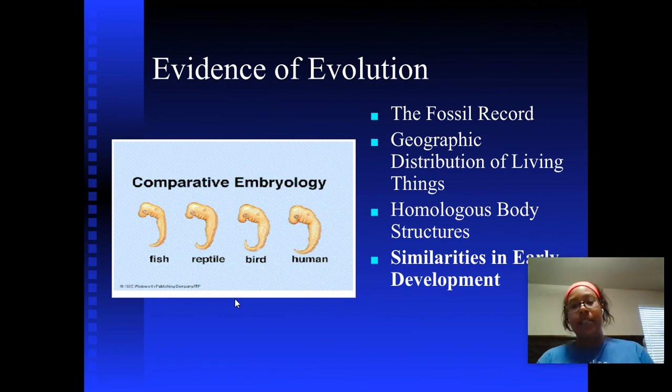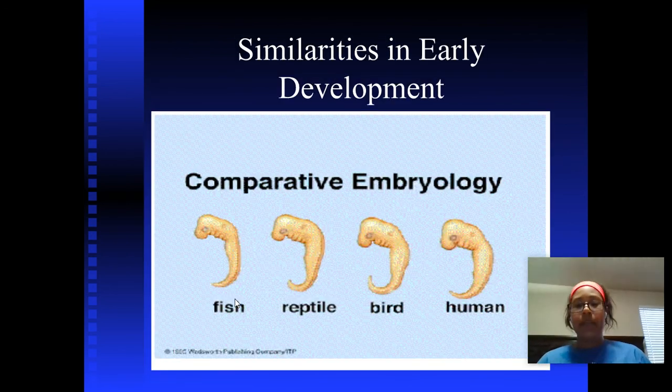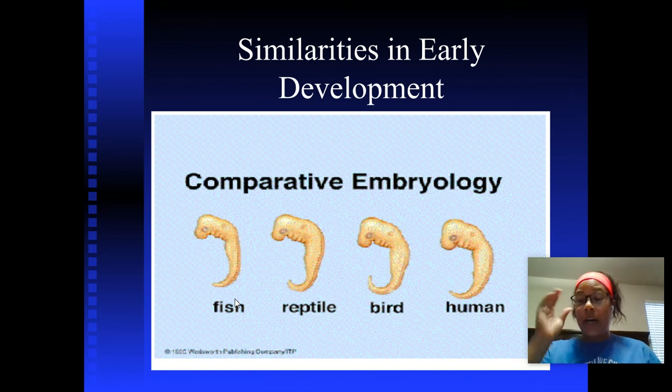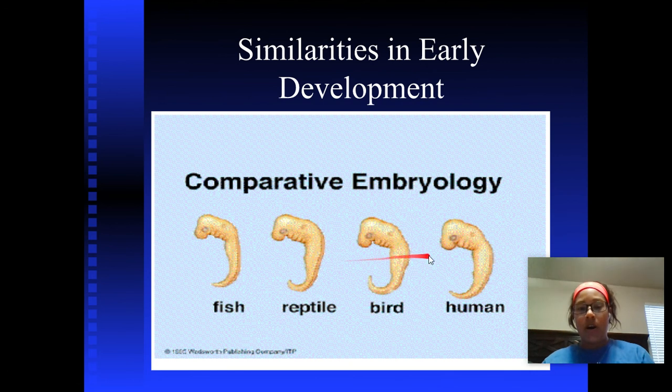All right, similarities in early development. If we're looking at embryonic development, comparative embryology, when you have common ancestry, there's going to be common early development. So we see here all of these. If presented with one by itself, you cannot tell me if it was human, bird, reptile, or fish, because there's common embryonic development for them.